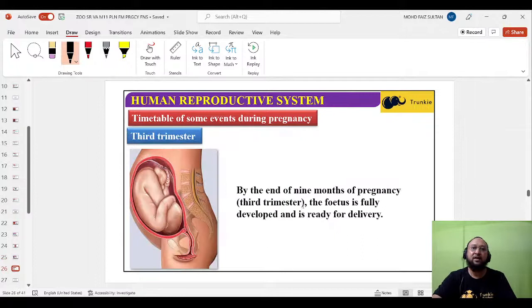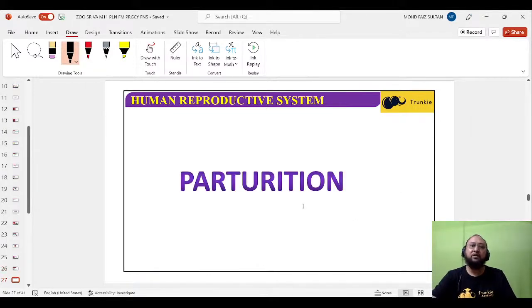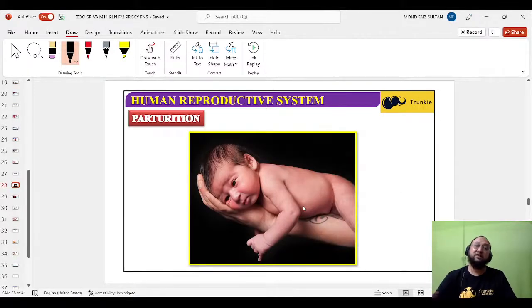In the third trimester, by the end of the ninth month of pregnancy, the fetus is fully developed and is ready for delivery. Now another process for the delivery, another term that is given to this, is parturition.